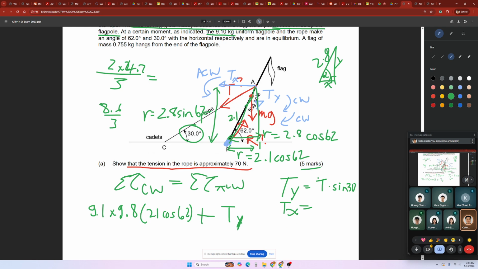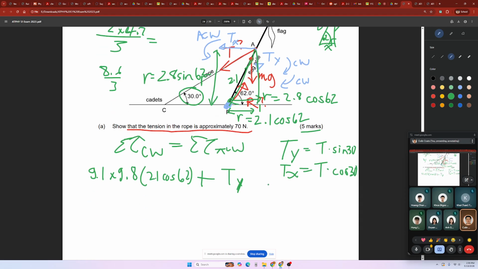And then Tx, we need that value too. Why can I not use these? Because I need to solve for T, and if I have these two different ones, it's going to mess up my thing. So then Tx is going to be cosine 30. Okay? And now we just have one variable that we need to find. So T equals sine 30.